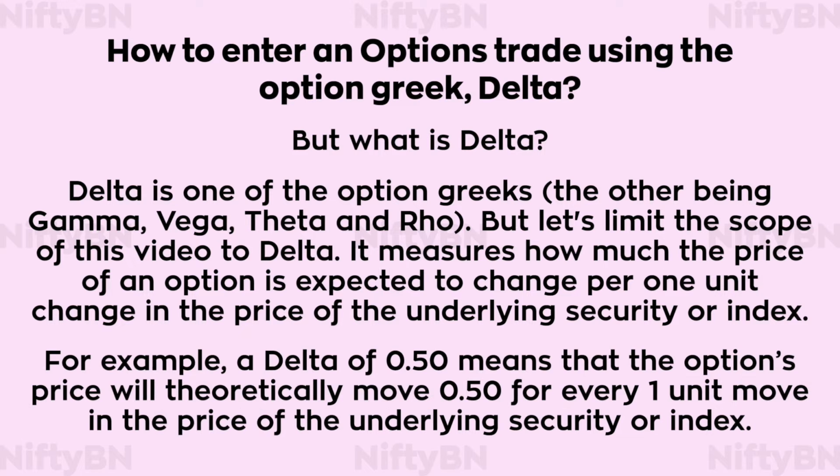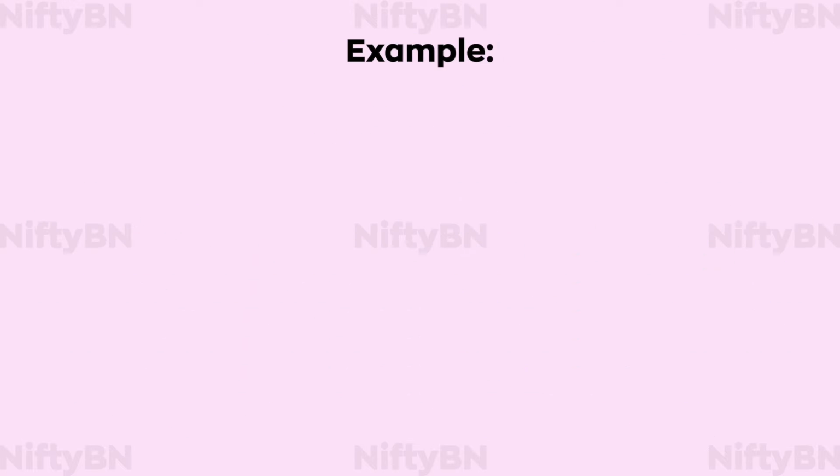For example, a delta of 0.5 means that the option's price will theoretically move 0.5 for every 1 unit move in the price of the underlying security or index. Let's look at an example to understand this better.